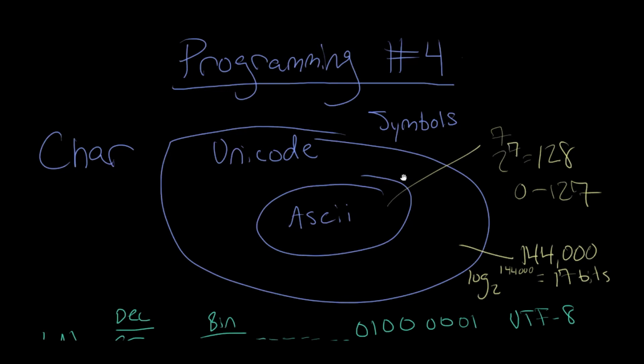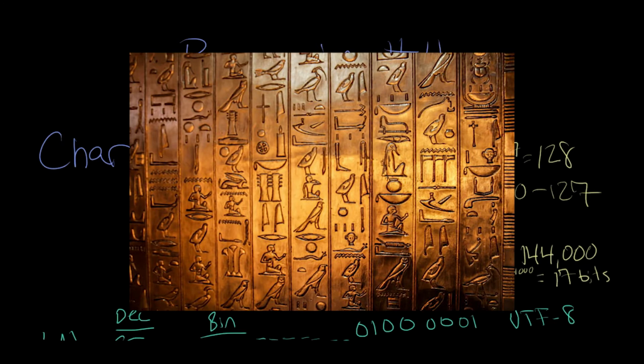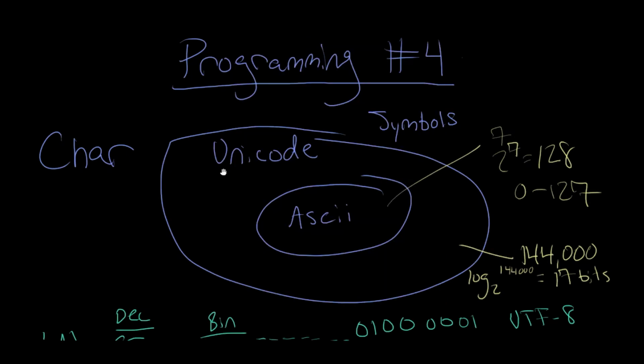As computing got more popular around the world though and drifted away from just being an English concept, we had to be able to translate other symbols into binary, so stuff like hieroglyphics, or Chinese, other languages. So that's where the Unicode Standard comes in. ASCII code is a subset of the Unicode Standard. So let's have a look at those.